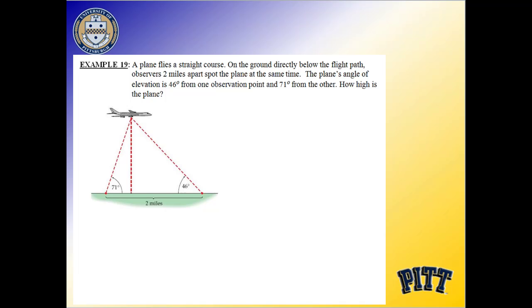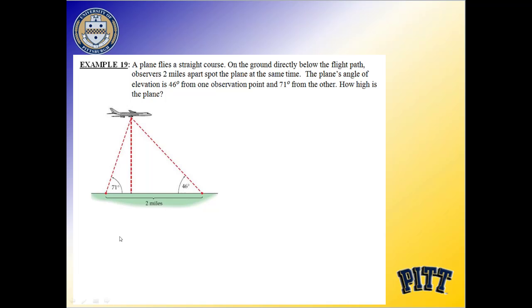Now for this one here, a plane flies a straight course on the ground directly below the flight path. Observers 2 miles apart spot the plane at the same time. The plane's angle of elevation is 46 degrees from one observation point and 71 degrees from the other. So you see the picture right there. We are looking for the height of the plane.